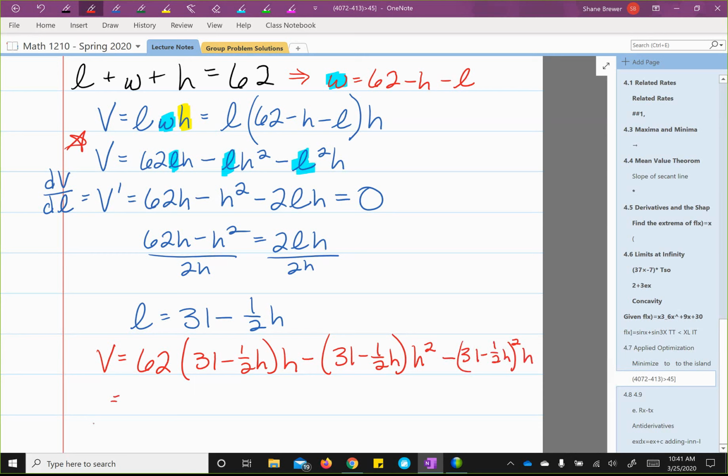Just looking at something here. Yeah, 62 LH minus L H squared. So if we work this out, I think I can factor out a 31 minus 1/2 H and an H from everything. That's going to leave me with 2 minus H minus 31 minus 1/2 H. Okay.